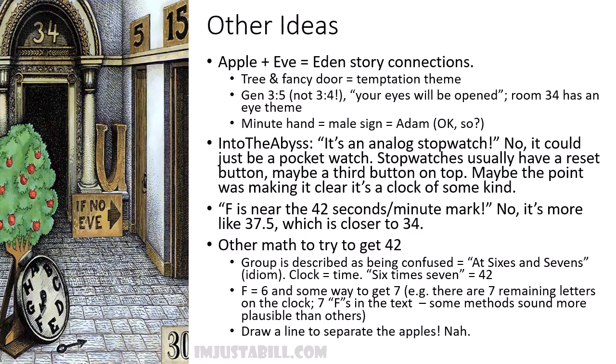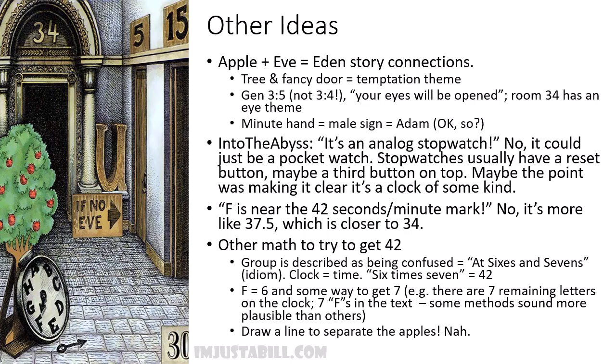Some people have said, okay, there are like the 7 remaining letters in the clock. Other people have pointed out there are 7 letter Fs in the text. I thought that was interesting. And like I said, some methods sound more plausible than others. If you go to Into the Abyss in the comments, you can find all sorts of wild theories people have.